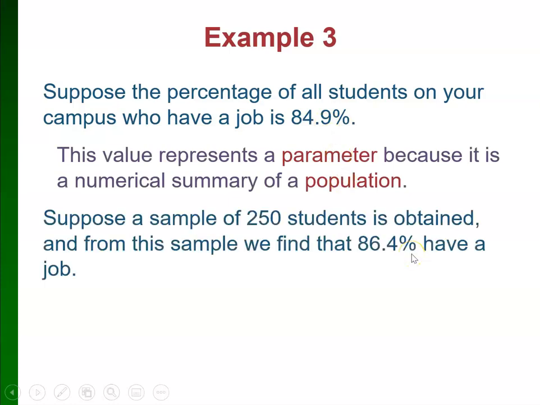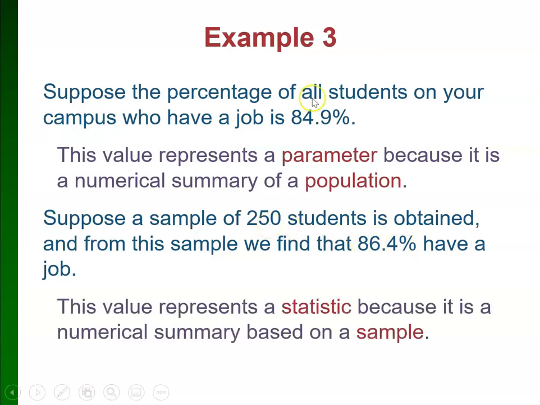Now suppose we have a sample of 250 students, and from this sample we find that 86.4% of the students in the sample have a job. This time the 86.4% would be a statistic because it came from a sample. The fact that we were talking about all students in this first part of the example, that made that a population, and that makes the percentage a parameter. In this case, we had a sample of 250 students. That makes the percentage here a statistic.